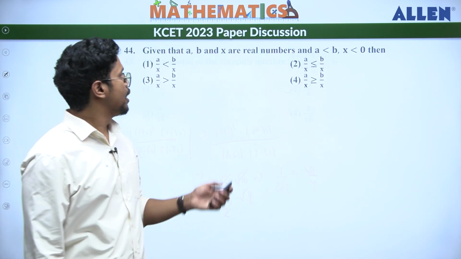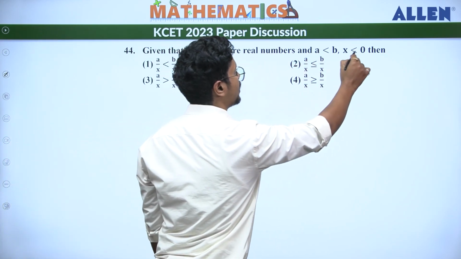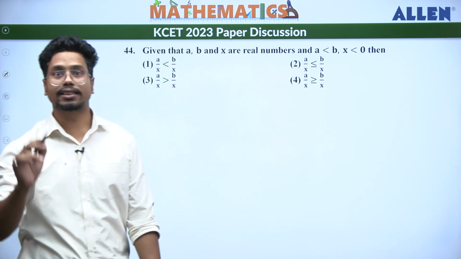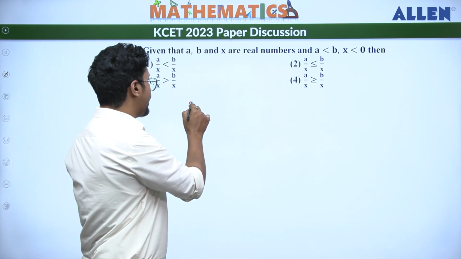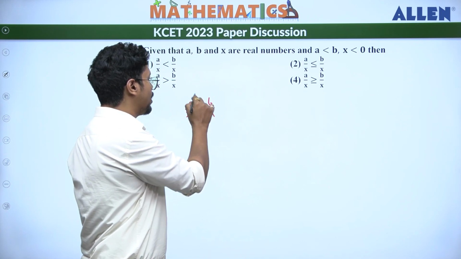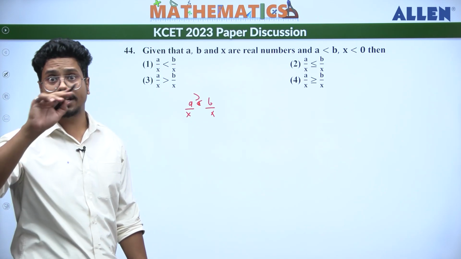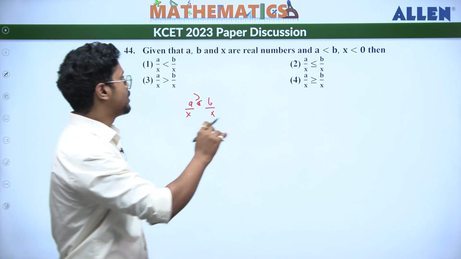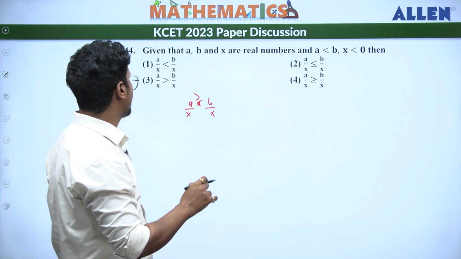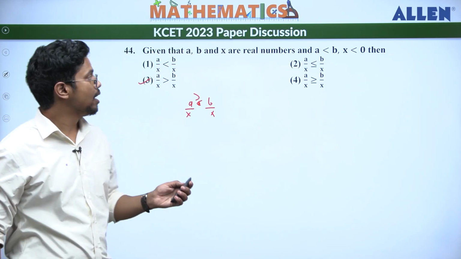Fine. Okay. Let us move to the next question. Given that a, b, x are real numbers such that a is less than b, x is less than 0. So x is a negative number. If a is less than b and I divide both sides by x, then this inequality sign will get reversed, because whenever you multiply or divide by a negative number, the inequality sign gets reversed. So the answer will be a by x greater than b by x. So the answer will be 3.